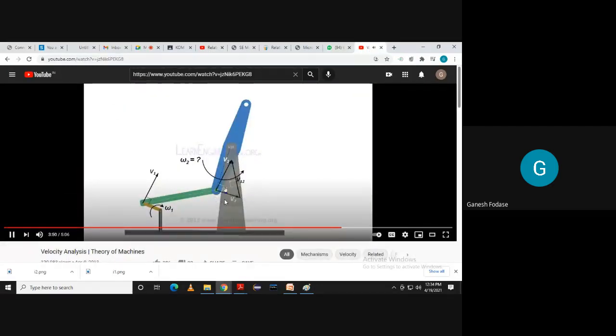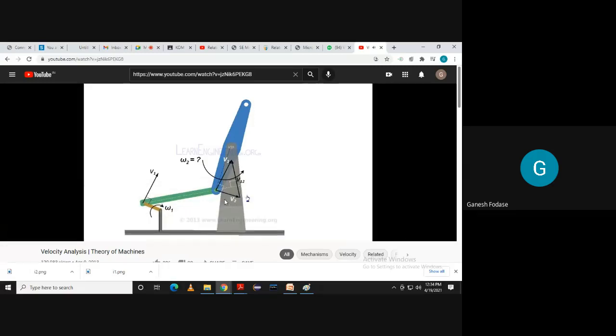Velocity at point 2. From here, angular velocity of the link can easily be deduced.